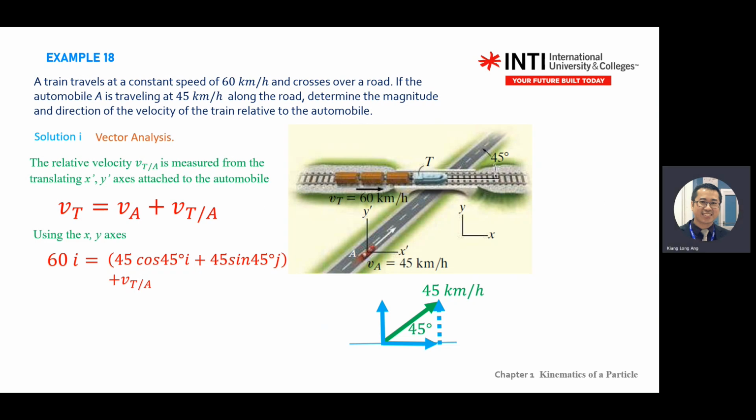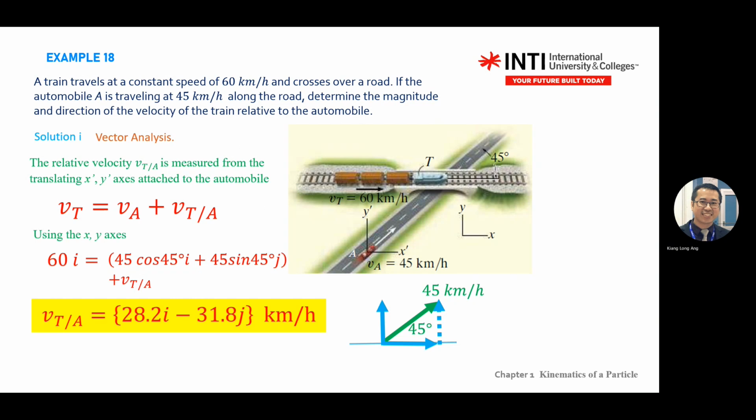Right? Then you get, this one is in vector form. V T relative to A is 28i minus 31j kilometers per hour. This is in vector form. For a vector, you should know how to find magnitude and direction. This sample here does not show you the magnitude and direction. You should already know how to find magnitude and direction for a vector.